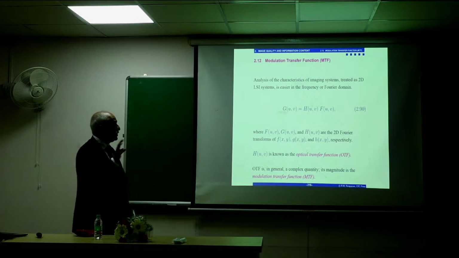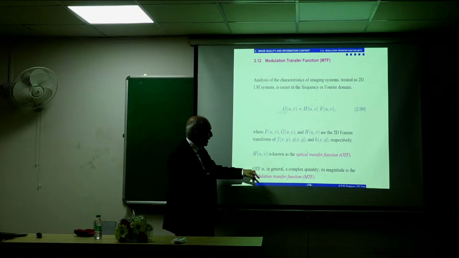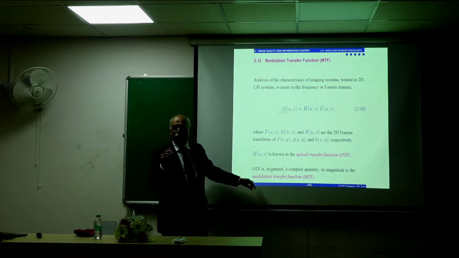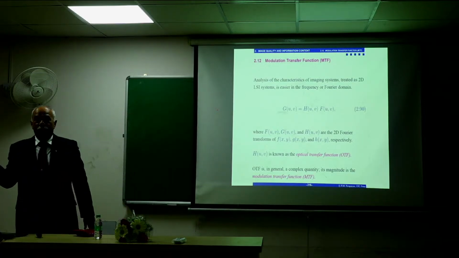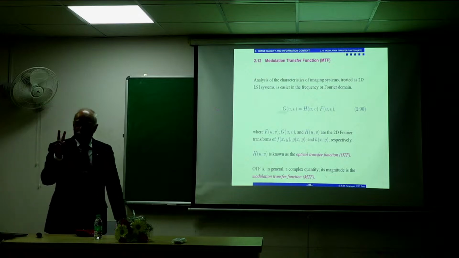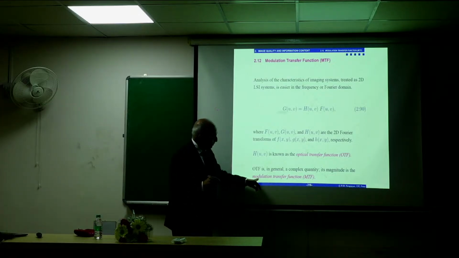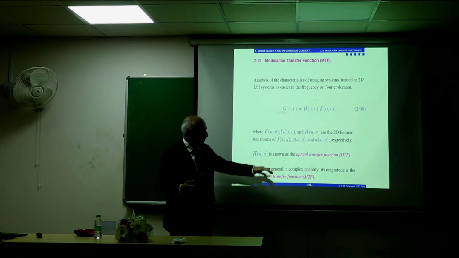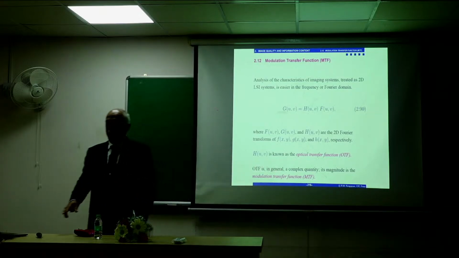There are some books, as I said, they call this the optical transfer function, and its magnitude is called the modulation transfer function. So you have to be a little careful when you switch from engineering books to physics books. There could be some change in terminology. If you want to be more specific, you should say magnitude transfer function if you take the magnitude. But there is some variation in the literature.